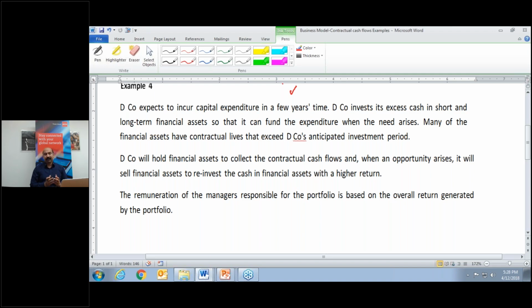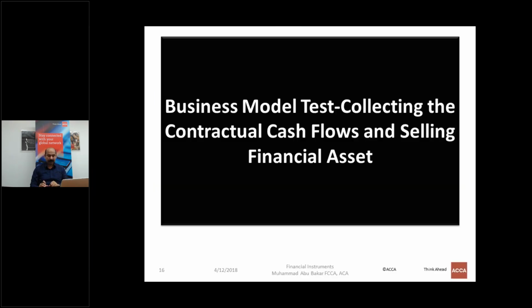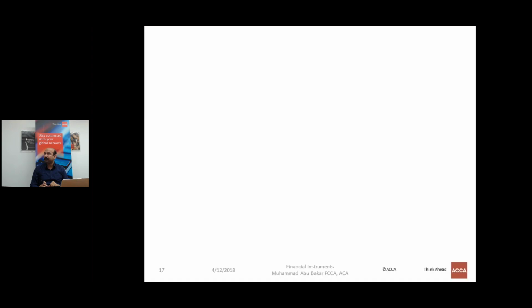So the objective in this case is to maximize the return on the portfolio to meet the everyday liquidity needs. And F Bank achieves that objective by both collecting contractual cash flows and selling financial assets. In other words, both collecting contractual cash flows and selling financial assets are integral to achieving the business model's objectives. So these were some of the examples related to the business model test.